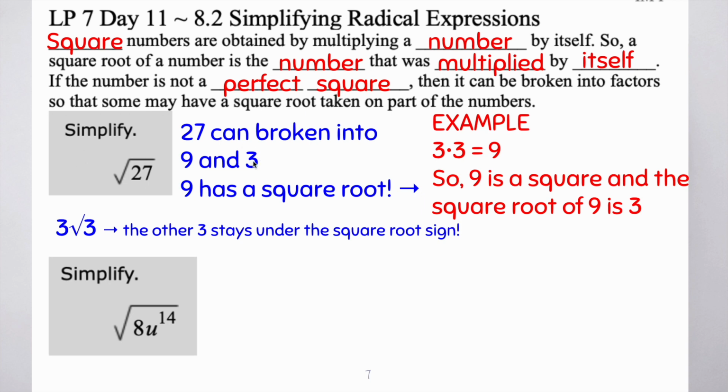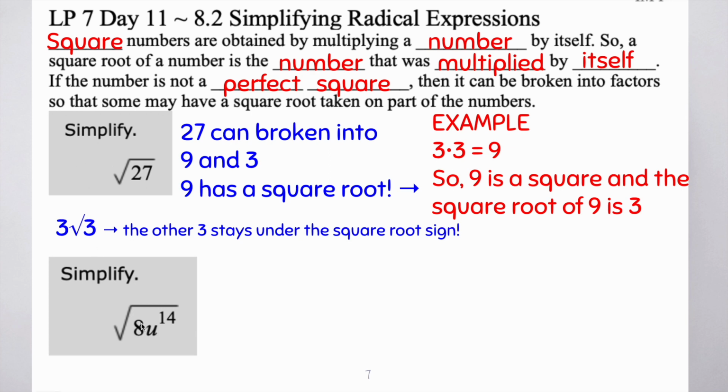Well, this other 3 that was there, because it's 9 times 3, remember, we didn't just have 9. 9 times 3 got me 27. Well, that gets left behind. The other 3 stays under the square root sign because it doesn't have a square root. If you actually did the square root of 3, you'd get a funky decimal, and we aren't being asked to do that. So if you can't take a perfect square root, you leave it under the square root sign.